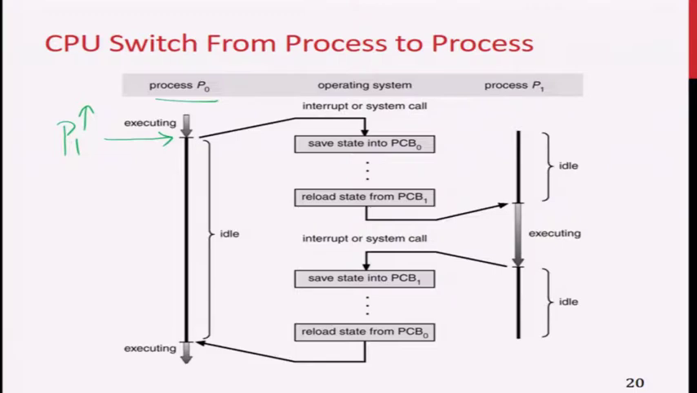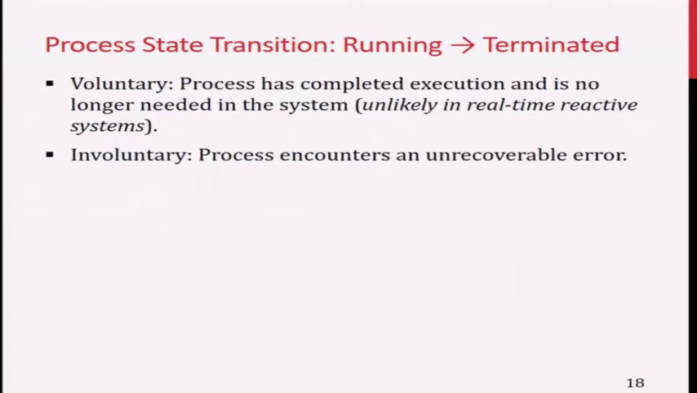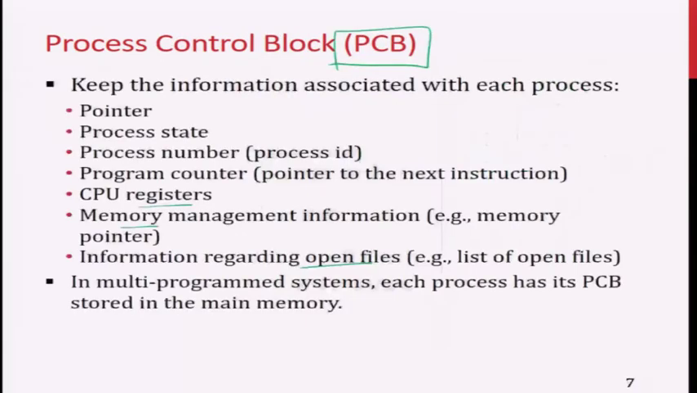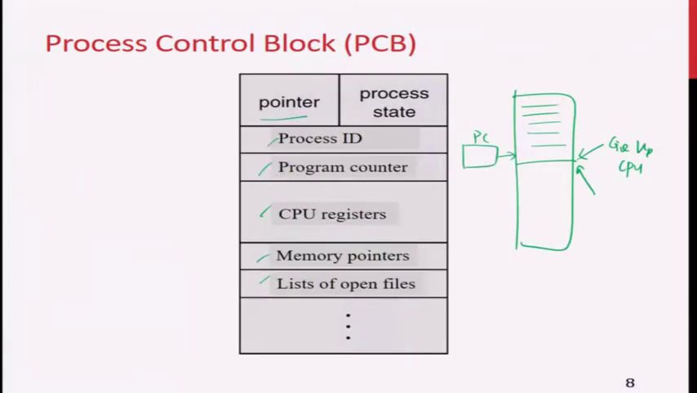So during this context switch, what must happen? The operating system will come in to save the current state onto PCB0. What is a PCB? The process control block. What is a process control block? If you look back here, the process control block is basically a block of memory that will hold all the information related to a particular process.